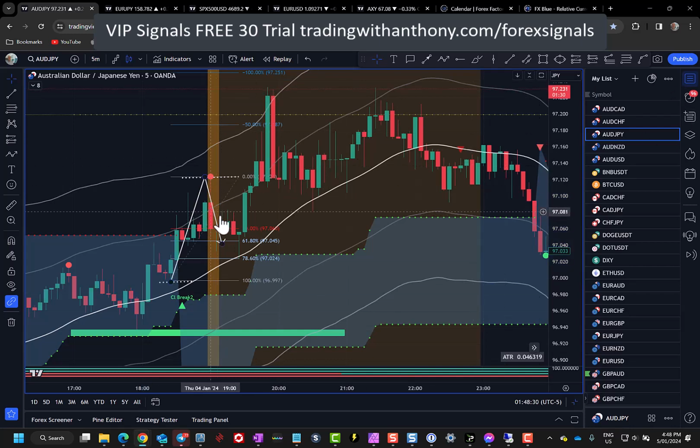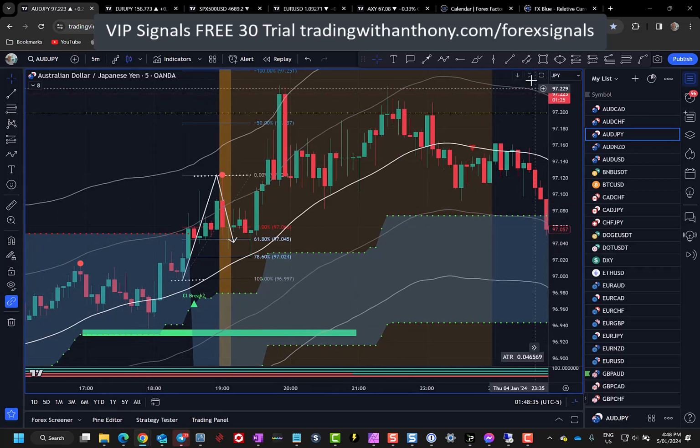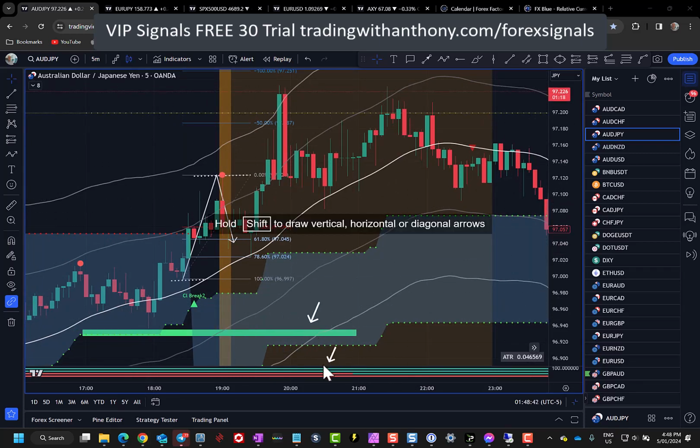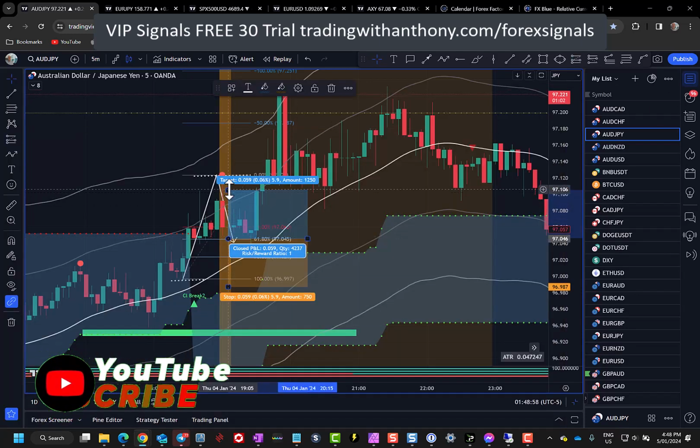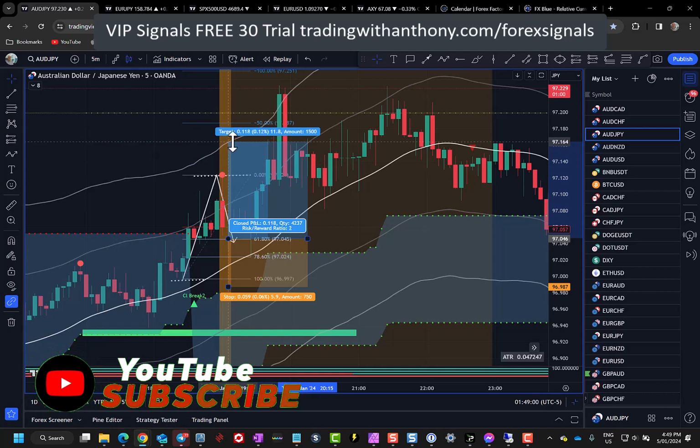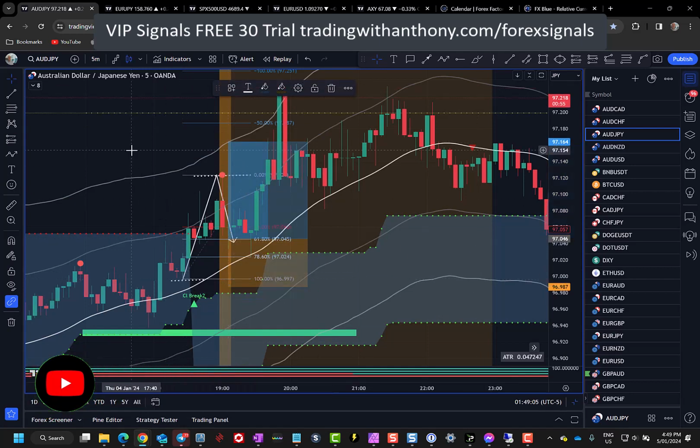Now if it's a shallow pullback and it trades off, yeah, well, we can let it go. So we're looking for the green signal, given that everything under here is green. So we're going to go with this green signal. We place our buy. We go 1 to 2 risk reward, stop loss under the swing low. And there's a trade.